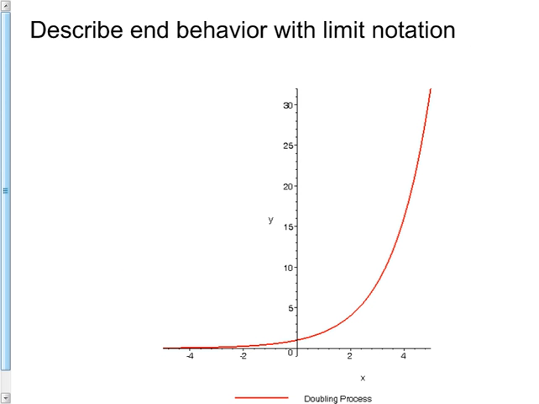All right, this one. Describe the end behavior with limit notation. Do you remember how to write a limit? Let's see if you really do. Just write a limit for the way over there on the right side. How would you write the limit for way over here?